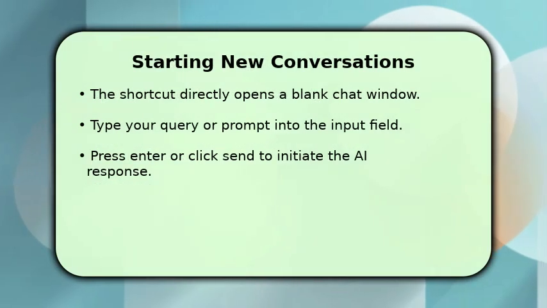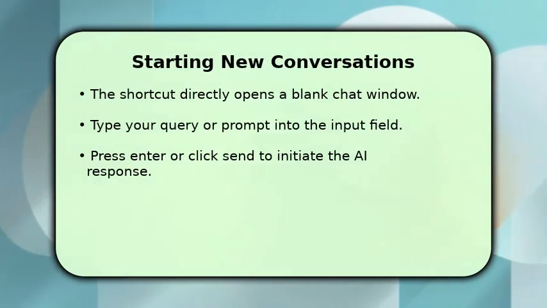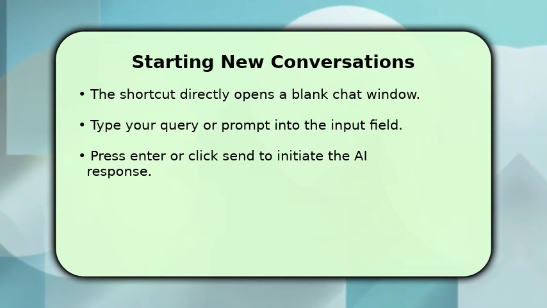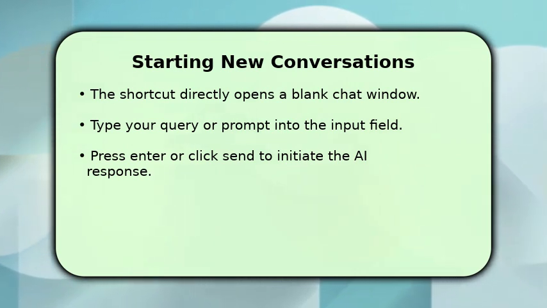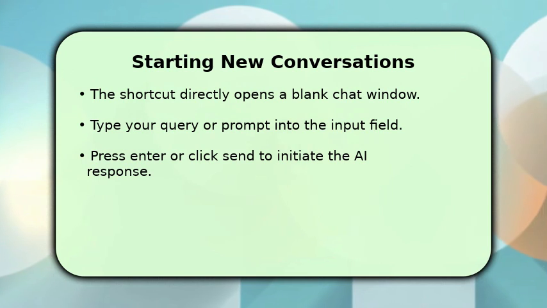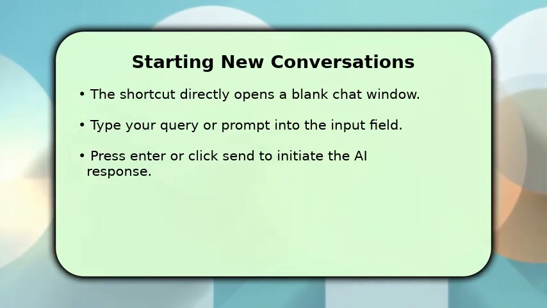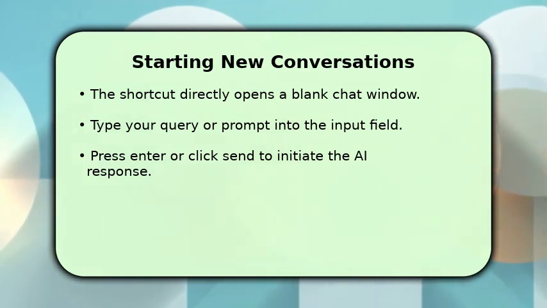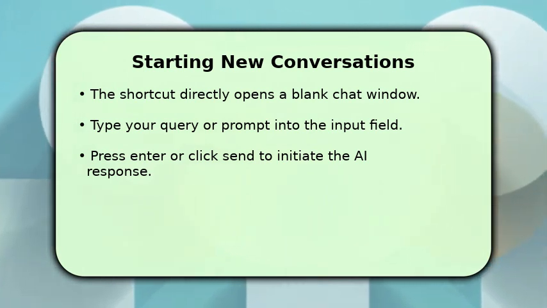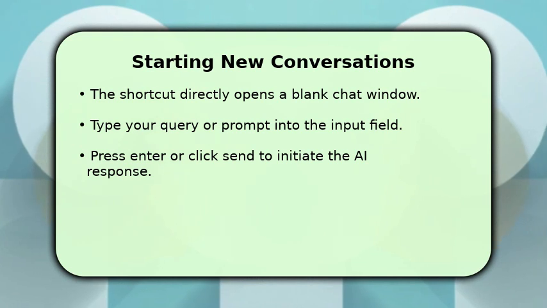Once you've activated the shortcut, you'll find yourself in a brand new, blank chat window, perfectly poised for your next interaction. This is your cue to type your specific query, question, or creative prompt directly into the designated input field. After crafting your message, simply press the Enter key or click the Send button to dispatch your request. Gemini will then swiftly process your input and generate a helpful response.